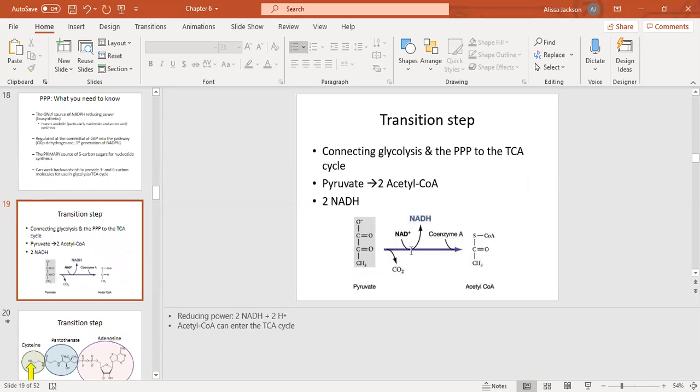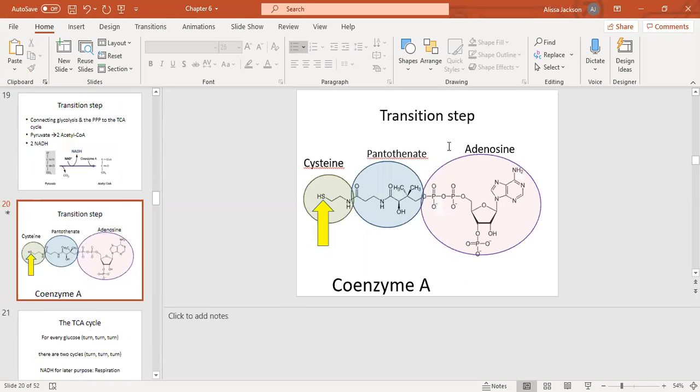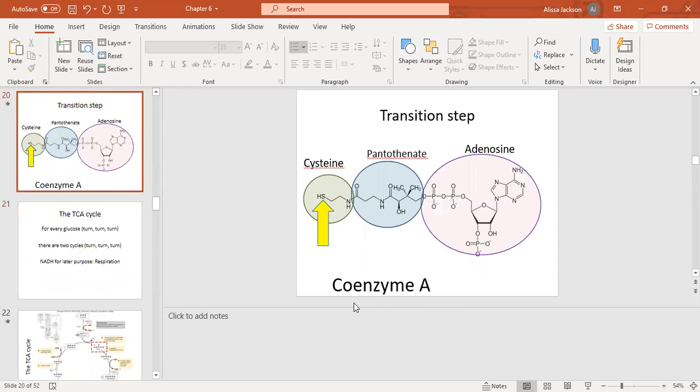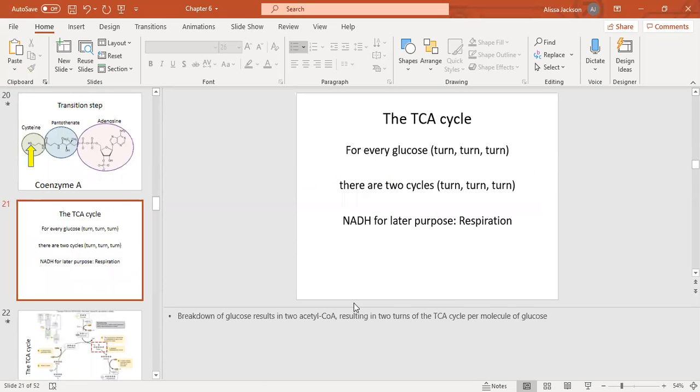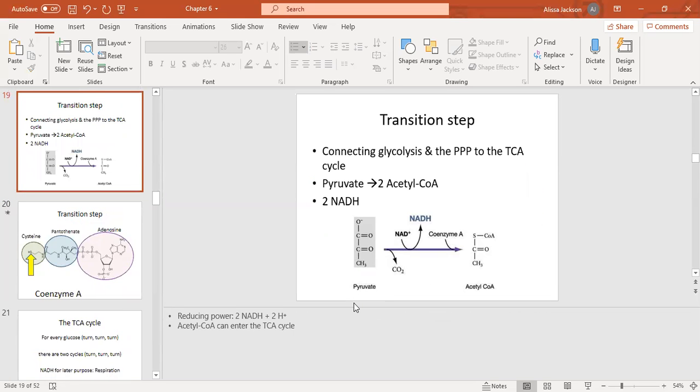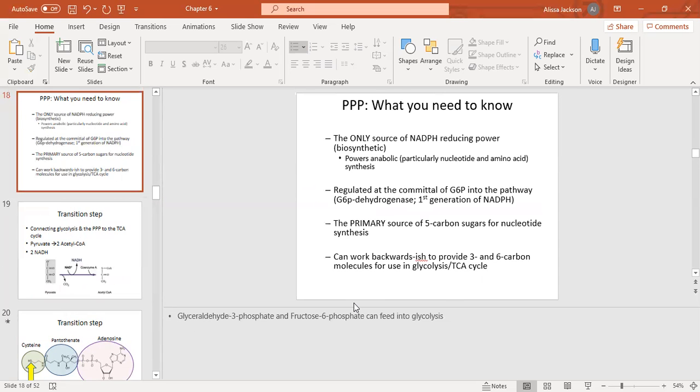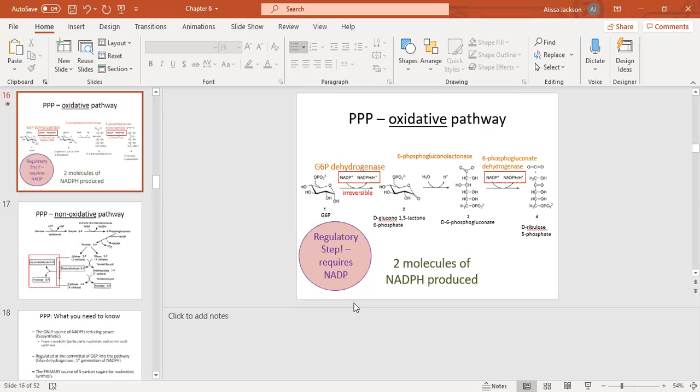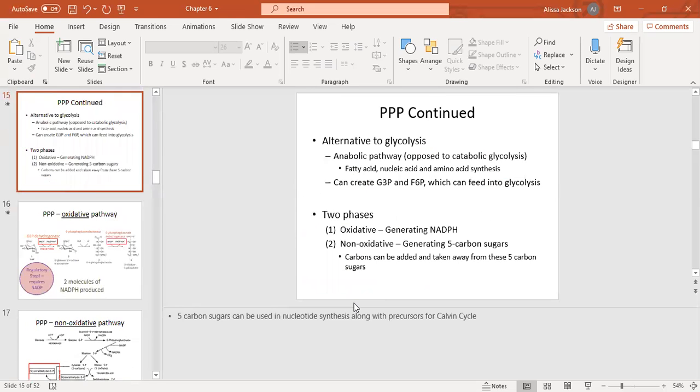And then yeah, the transition step that connects glycolysis and the pentose phosphate pathway to the TCA cycle. Yep, the transition step is with coenzyme A. And what does coenzyme A exactly do? What, Sarah? For coenzyme A, how does that play into it? Or do we just need to know that it does?